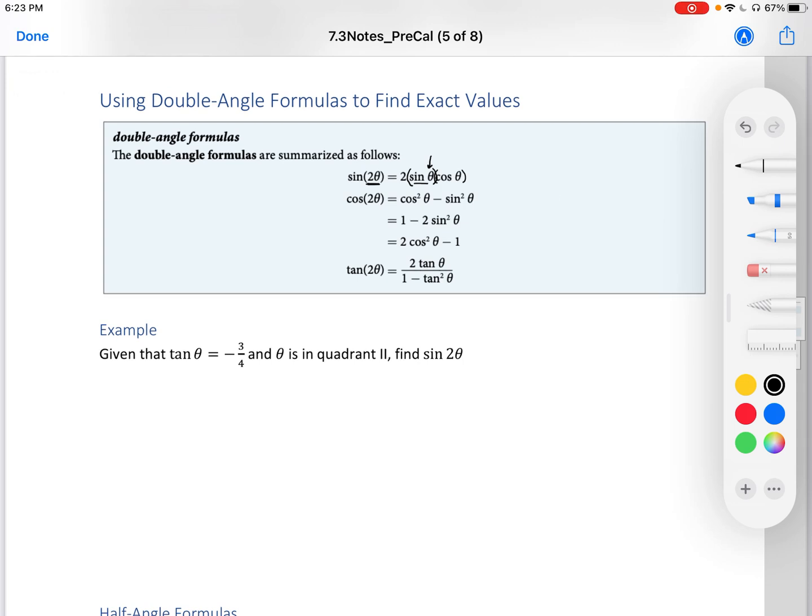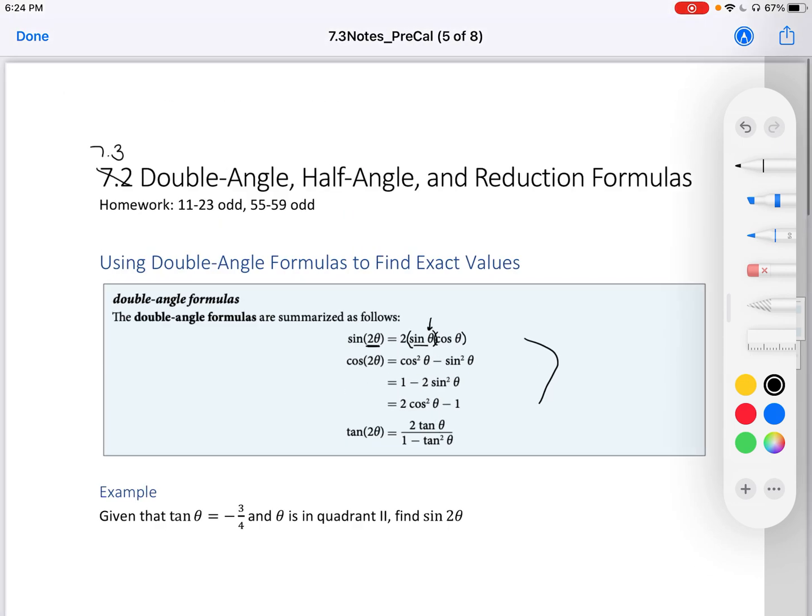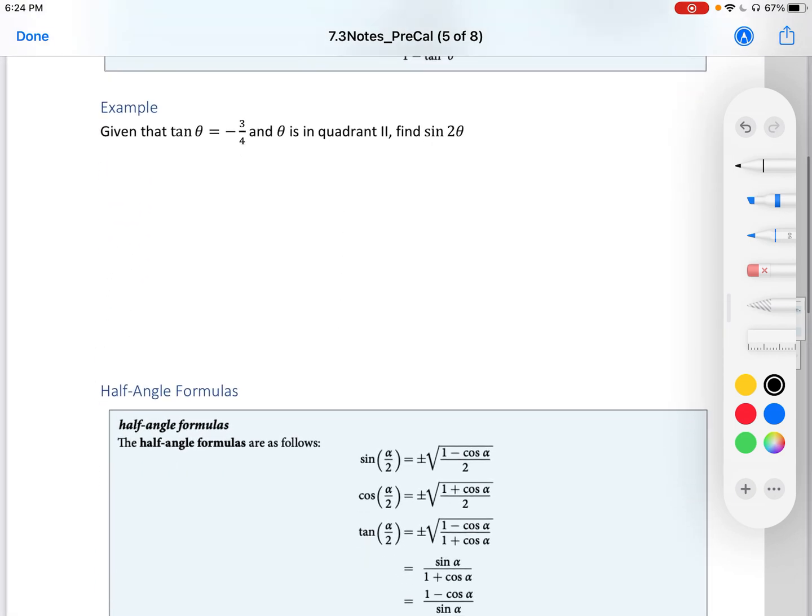It's also going to be very helpful in the next section. So we skip 7.4 and 7.5 when we have equations. Super helpful there, because sometimes we can't evaluate for 2 theta, but we can evaluate theta by itself. So that's something to keep in mind.